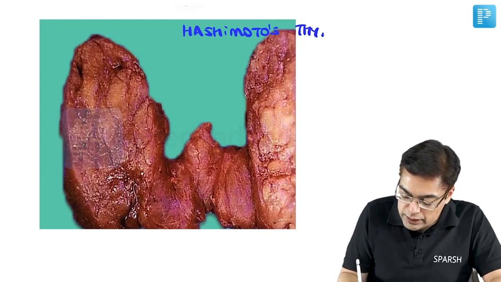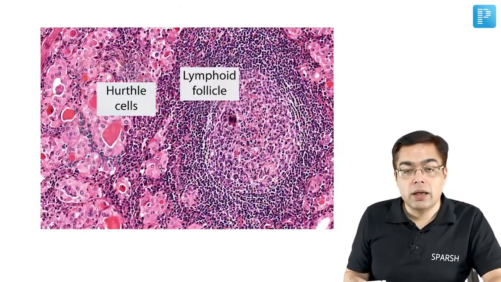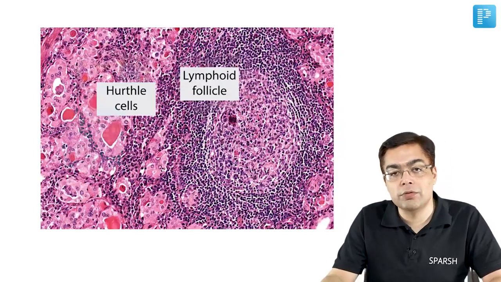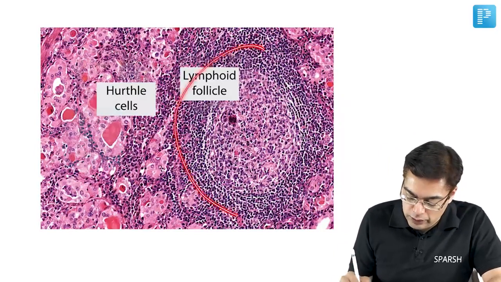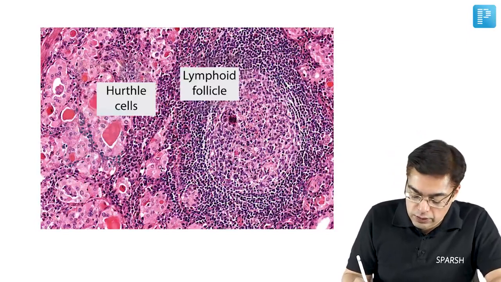Now, for Hashimoto's thyroiditis, it is important for you to be familiar with the fact that there is going to be a diffuse enlargement of the thyroid gland. At a microscopic level, this is an example of a condition also given the name of lymphocytic thyroiditis. What you have over here is a lymphoid follicle, which can be seen clearly. There is a lymphocytic infiltration responsible for the formation of a lymphoid follicle.